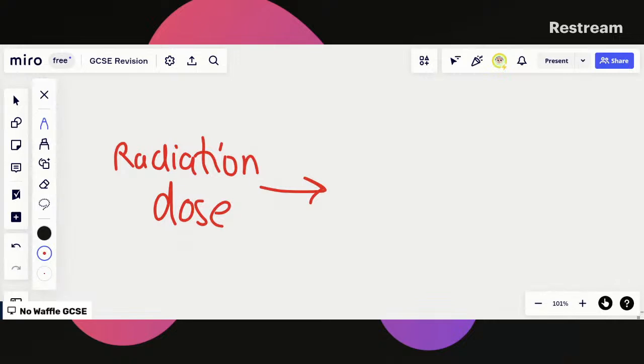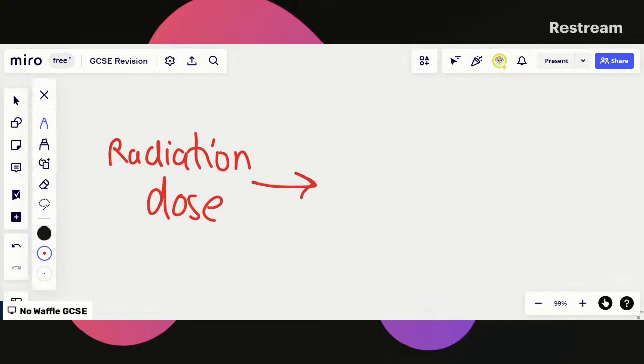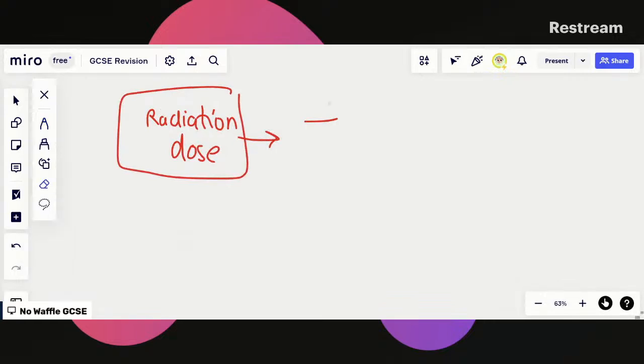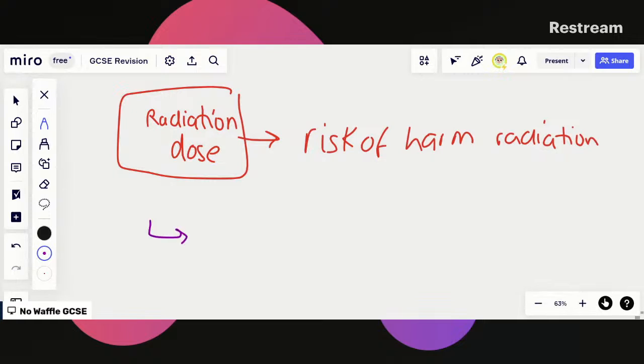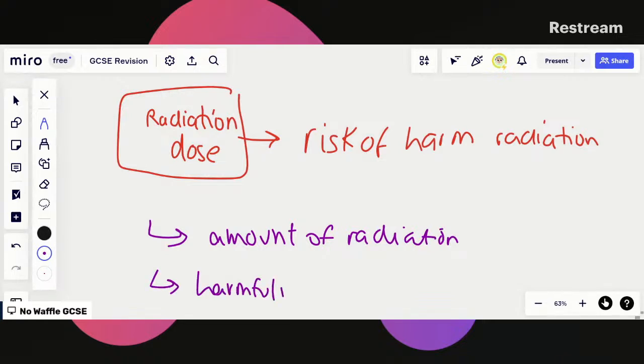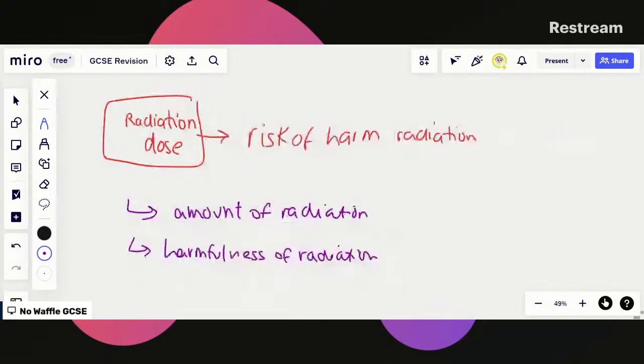Okay, so radiation dose is not a measure of the total amount of radiation that has been absorbed, it's more of a measure of the risk of harm to the body. Radiation dose measures the risk of harm from the body absorbing radiation, and it's dependent on 2 things. The first is the amount of radiation, and the second is how harmful the radiation is. So if there was a lot of radiation, that would cause the radiation dose to increase, because the risk of harm increases. And if the radiation was quite harmful, then that also causes the dose to increase as well.